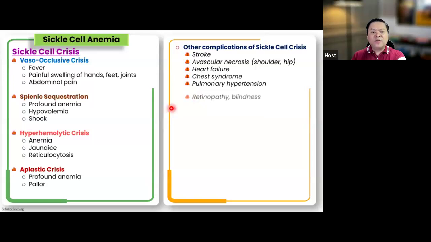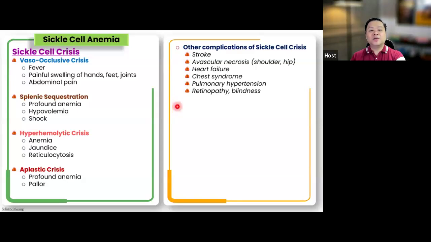Now, moving into the next complication, which is retinopathy and blindness. This is due to the vaso-occlusion, especially in the minute capillaries in the eyes, especially those capillaries that are supposed to supply oxygen and blood to the eyes. And so if these are blocked, it can cause irreversible blindness. The retinopathy is also irreversible.